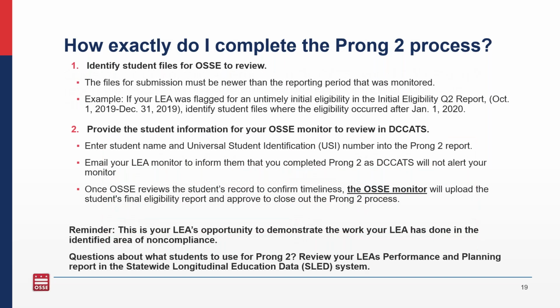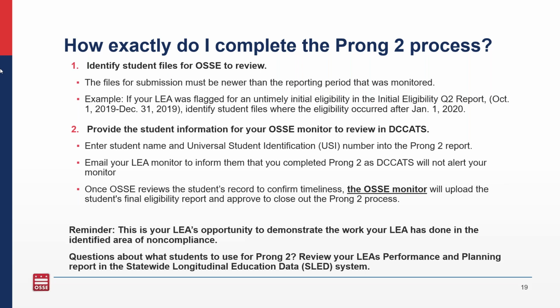This gives you an overview, and again, this is a review for how exactly you complete the prong 2 process. You identify student files for OSSE to review. The files for submission must be newer than the reporting period that was monitored. For example, if your LEA was flagged for an untimely initial eligibility in the initial eligibility quarter 2 report, we ask that you identify student files from the period for eligibility that occurred after that report, so after January 1st, 2020. We ask you to go into DC CATS and provide the student information for your OSSE monitor to review. So again, you are providing your prong 2 files for us to review purely by giving us the Universal Student Identification Number in DC CATS in the prong 2 report.